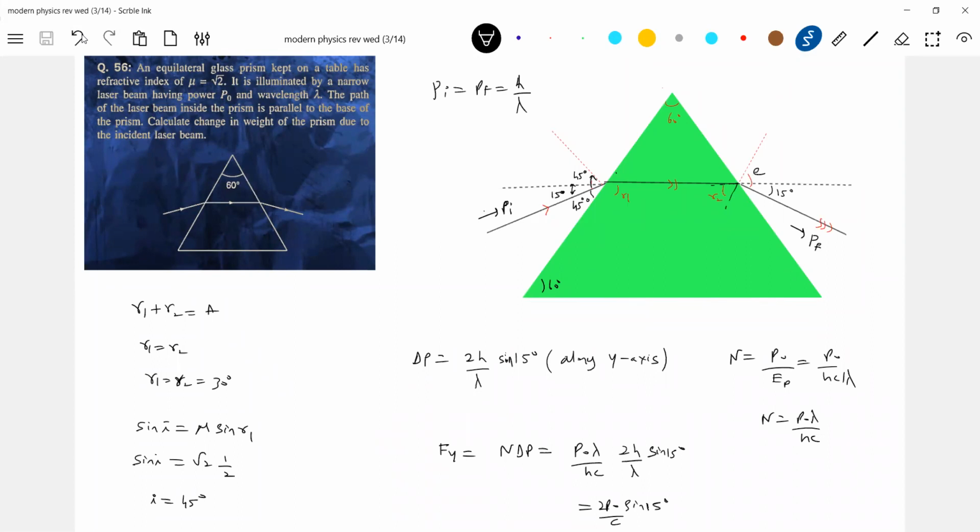Calculate the change in weight of prism due to incident laser beam. That is what this F is. Yeah? He has given cos 15 as the answer. Okay, let me check it.